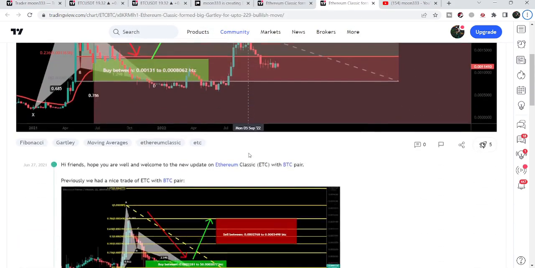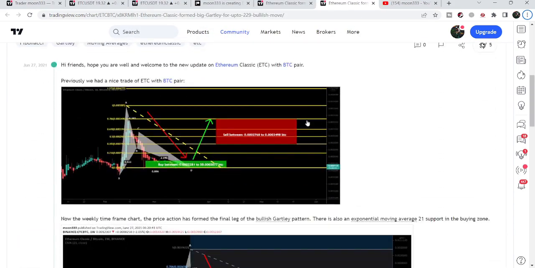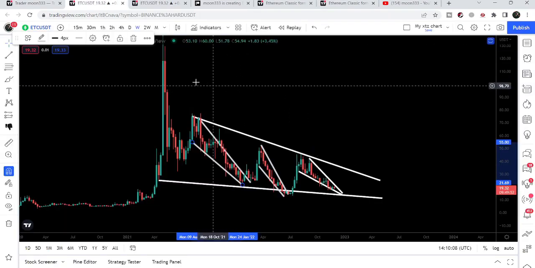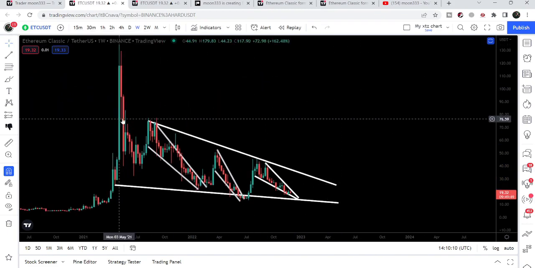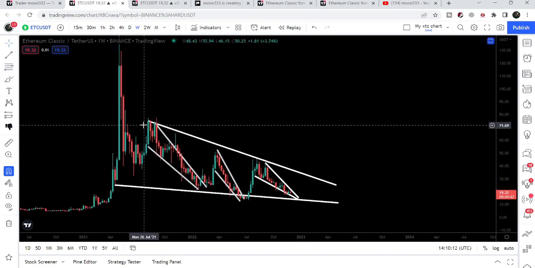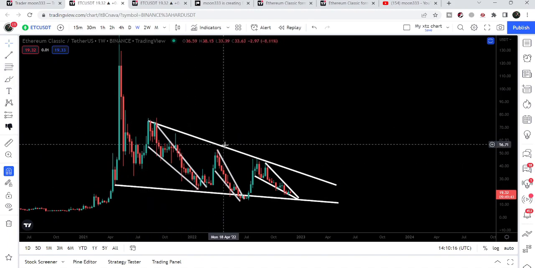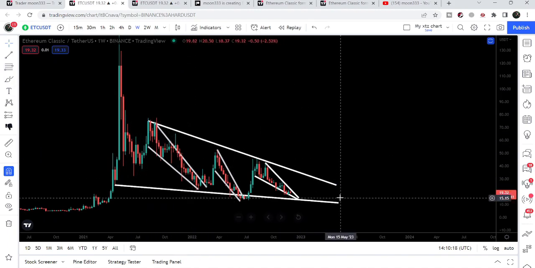And before that, I also shared another trading signal with Bitcoin pair, and that was another very powerful pump, by the way. Now let's move to the live chart, and this is the live weekly time frame chart, and here we can see that Ethereum Classic has formed a falling wedge pattern. We got few rejections here and another rejection here.